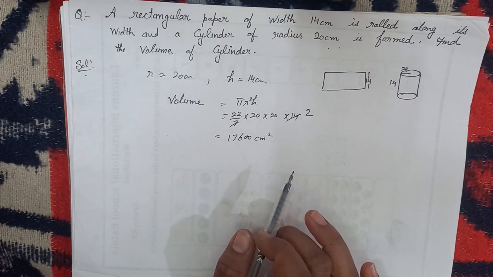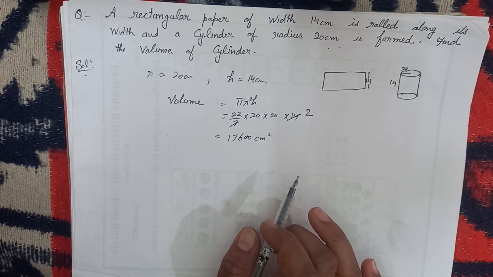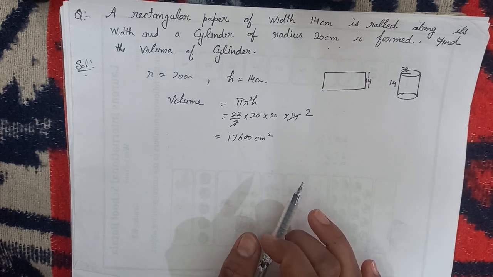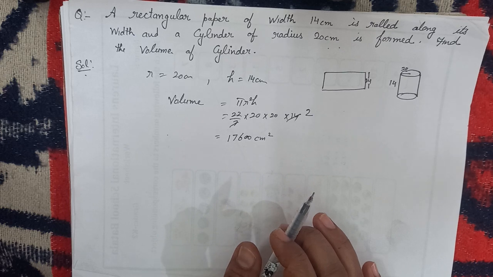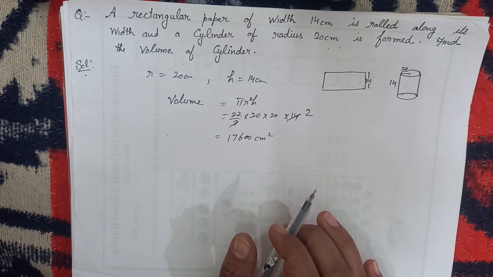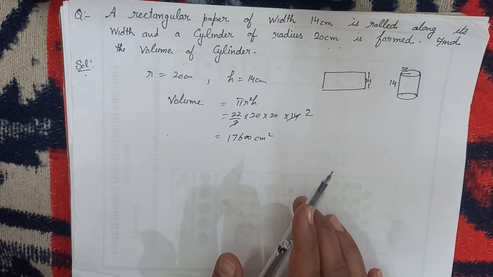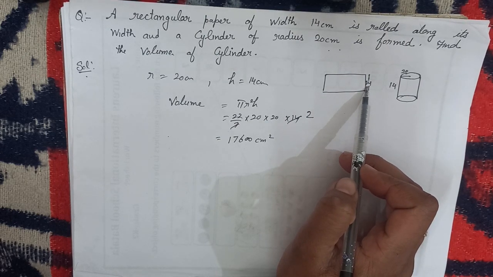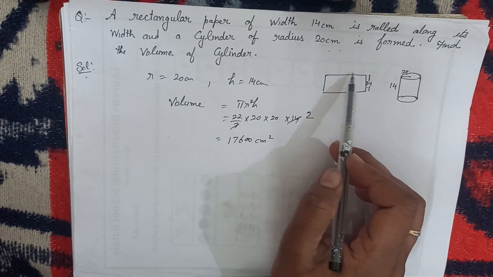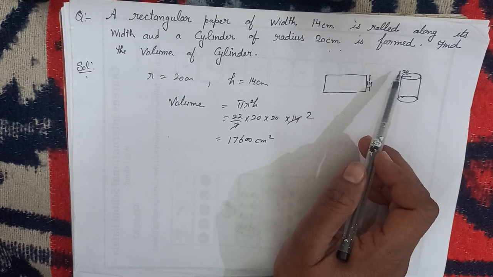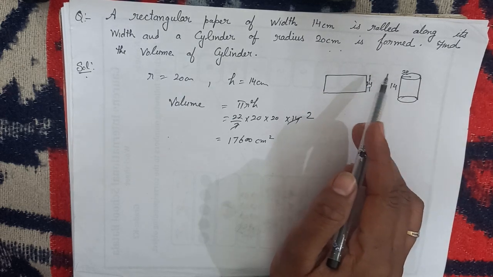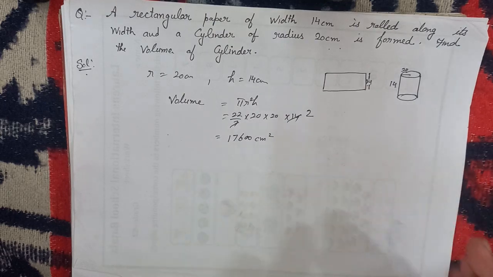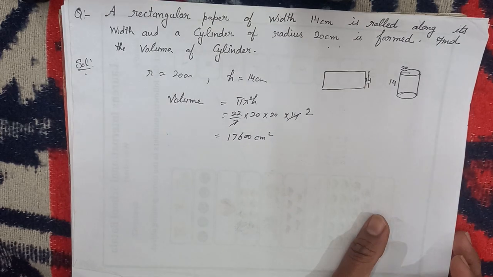So this is how we will get the volume of a cylinder when the information is given in the form of a paper. Okay ji, but remember this: when a width is there and we are folding it along the width, that will become the height, and then the length will become the circumference. And when we are folding it along the length, then that length will become our height. Okay ji.